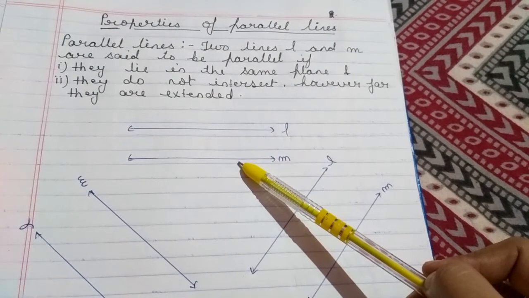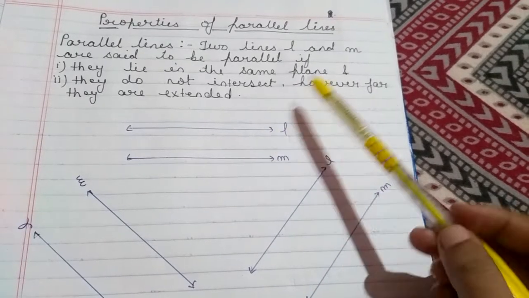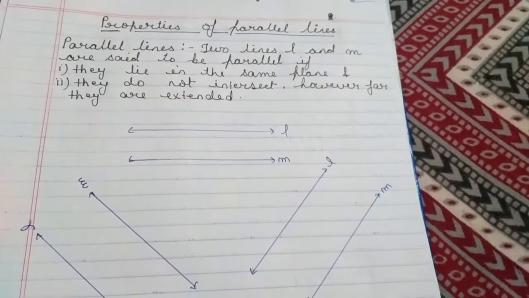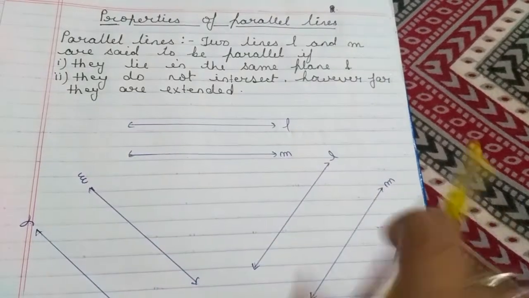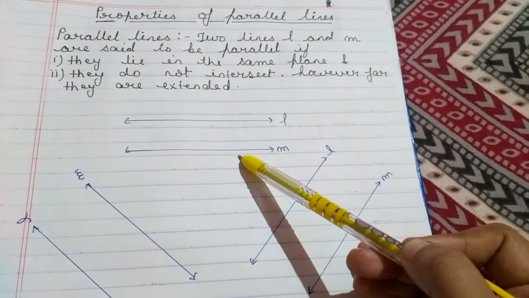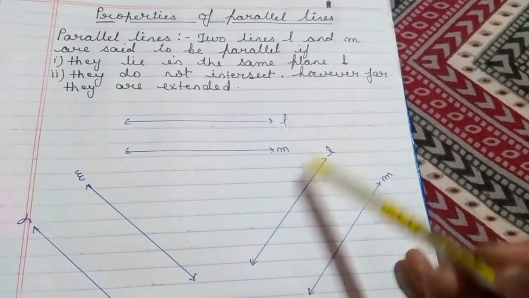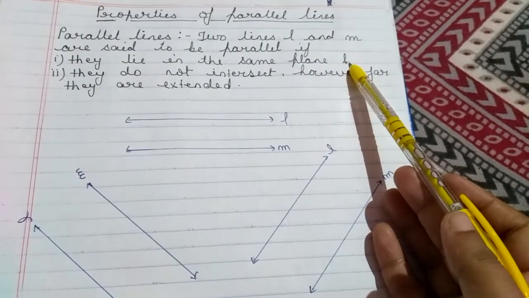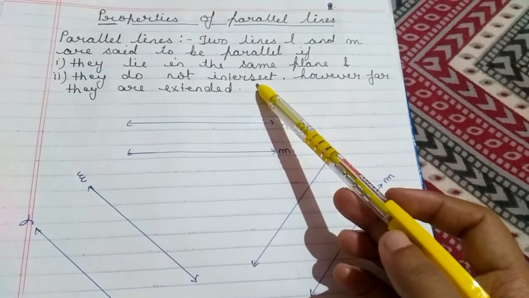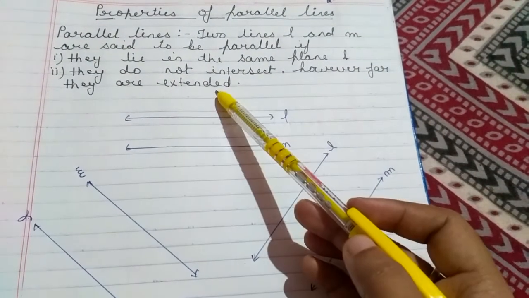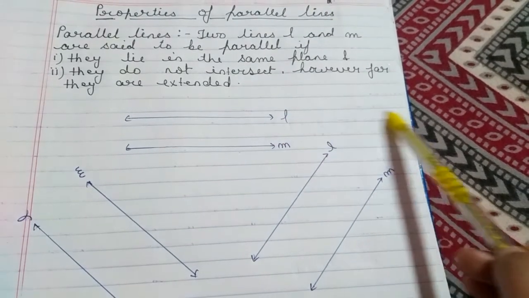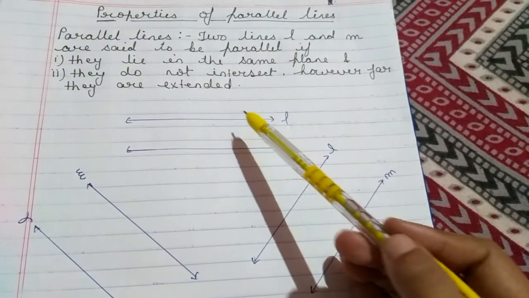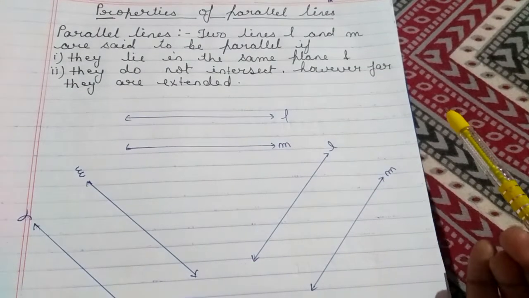Two-dimensional means length and breadth. So this is a two-dimensional surface. Here, this one is breadth, this one is length. So this is a two-dimensional surface and these lines are lying on this surface. So these are coplanar, that means same plane. And the second property is they do not intersect however far they are extended. It means when you extend these lines on both sides, they do not intersect each other at any point. Understood?